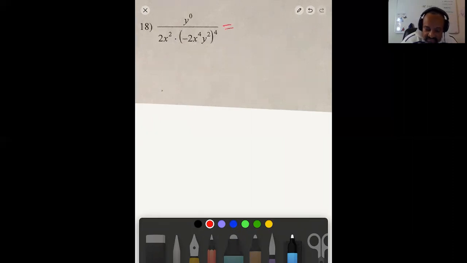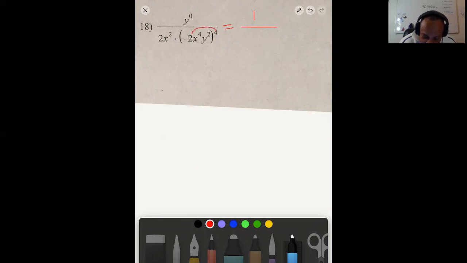Very first thing I'm going to do: anything to the 0 power has got to be 1. So I'm just going to put this over 1. And then I'm going to do the distribution part just like I did in the previous problem. Remember, an exponent raised to a power, you take the two exponents and you multiply. So in this example, everything inside the parentheses is going to get multiplied by 4. So we've got a negative 2 to the 1 power, x to the 4th power, y to the 2nd power.